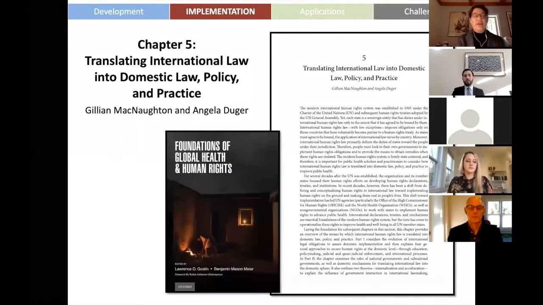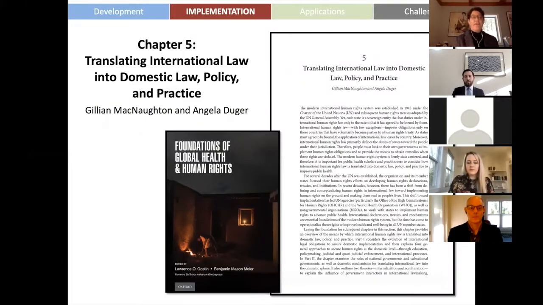For several decades after the UN was established in 1945, the organization and its member states focused their human rights efforts on developing human rights declarations, treaties, and institutions. In recent decades, however, there's been a shift from defining and conceptualizing human rights in international law toward implementing human rights on the ground and making them real in people's lives.